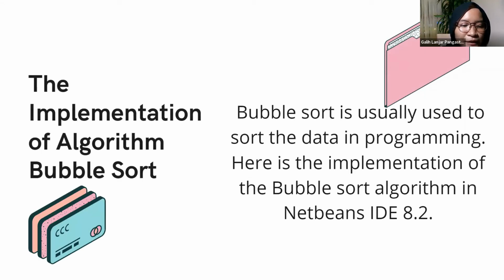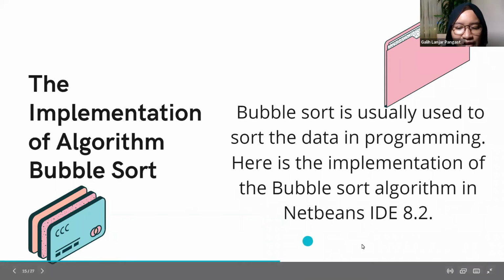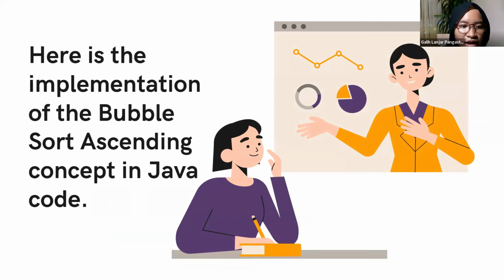Now I'll explain about the implementation of bubble sort algorithm in Java. We make it in NetBeans IDE 8.2 version. Here is the implementation in ascending concept.